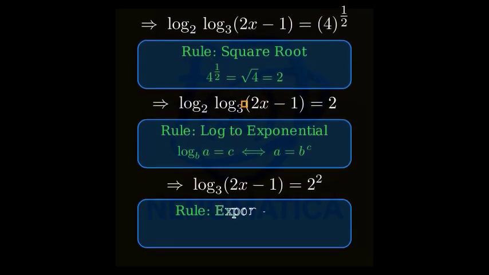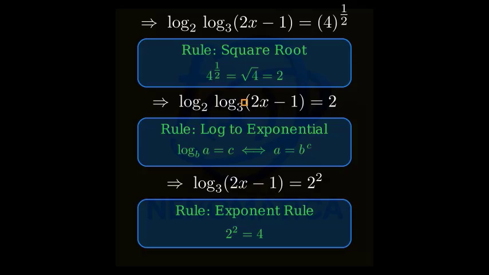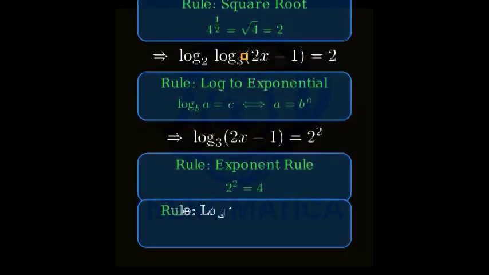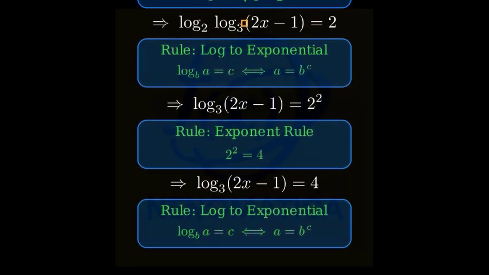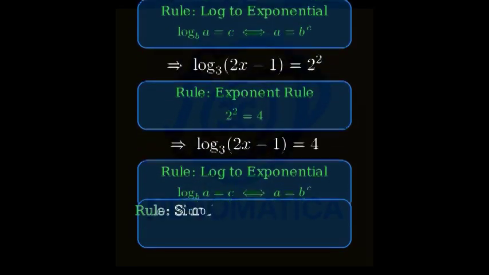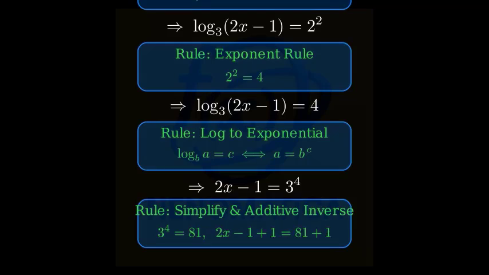Step 5. Convert the final logarithm to exponential form with base 3. Step 6. Compute 3 to the 4th equals 81, then add 1 to both sides. Step 7. Divide both sides by 2 to solve for x.